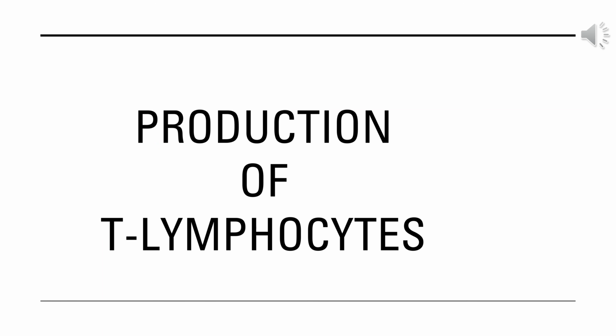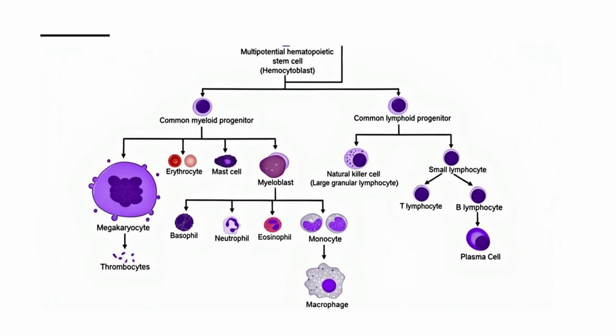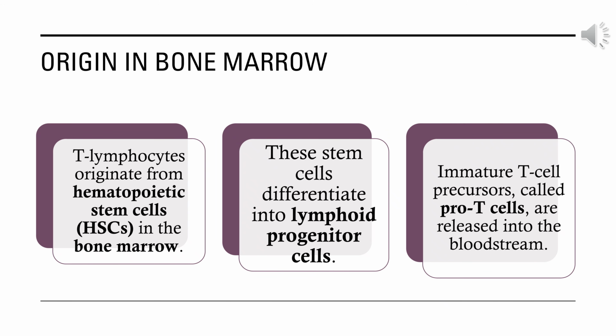Production of T-lymphocytes. Origin in bone marrow. T-lymphocytes originate from hematopoietic stem cells, HSCs, in the bone marrow. These stem cells differentiate into lymphoid progenitor cells. Immature T-cell precursors, called pro-T cells, are released into the bloodstream.